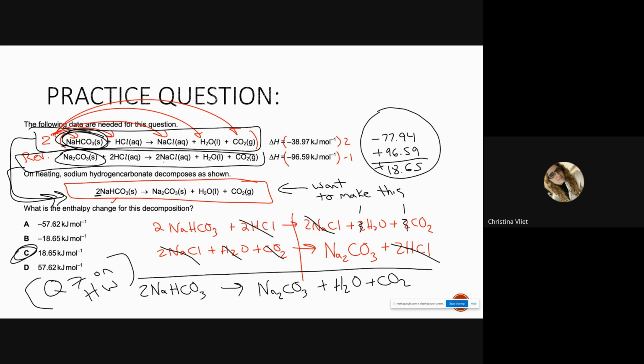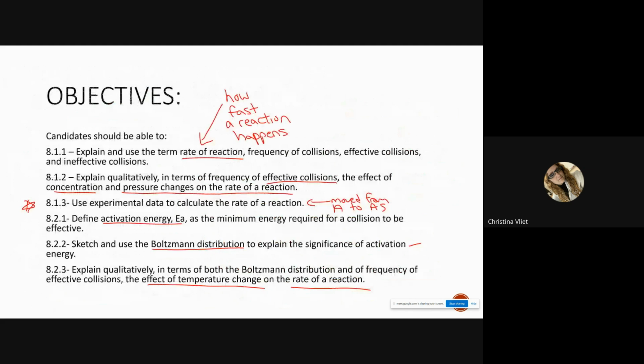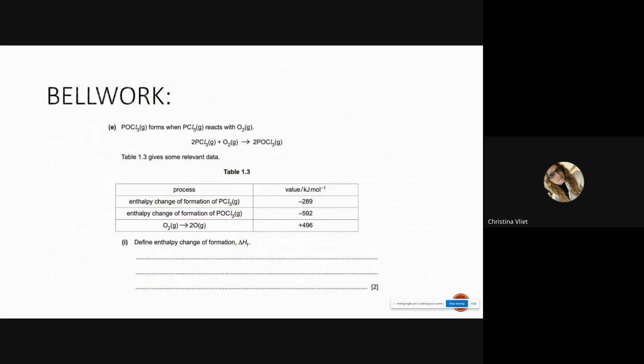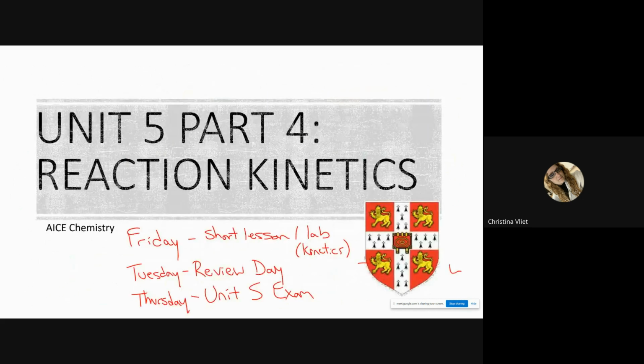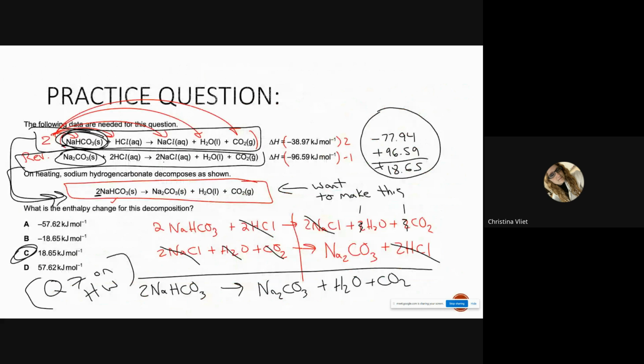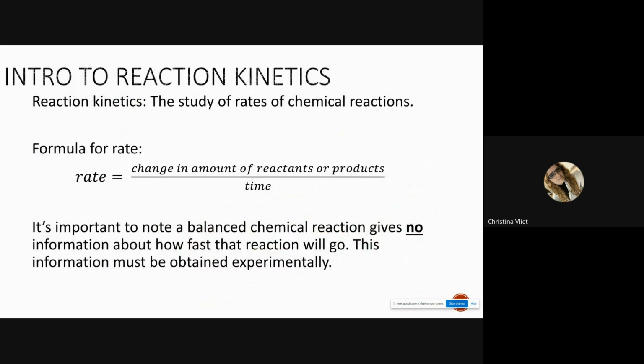Okay, so we're going to go ahead and move forward. That's the end of enthalpy, but we're not going to leave it behind because we're going to review next Tuesday. There's also tutoring next Tuesday, and there's a test on Thursday. So let's get into speed of reaction, new stuff. Should be a welcome change. Intro to kinetics.